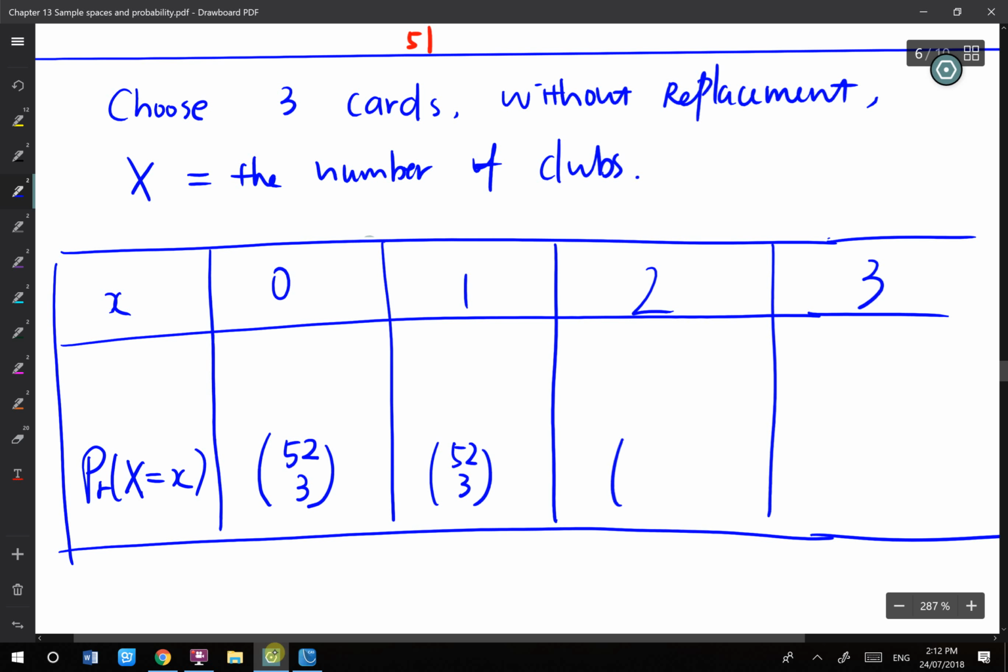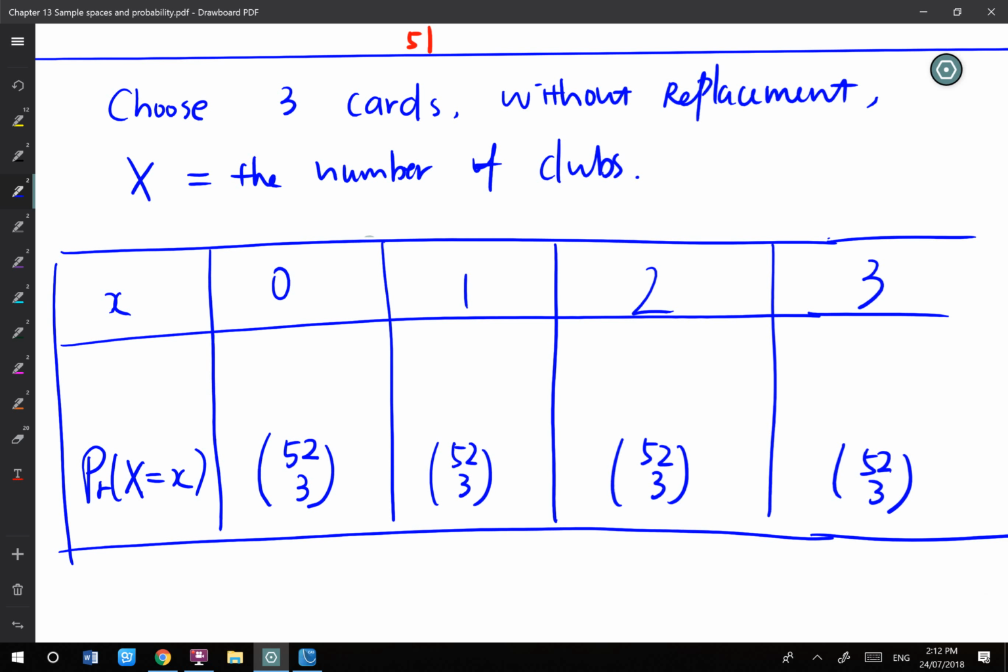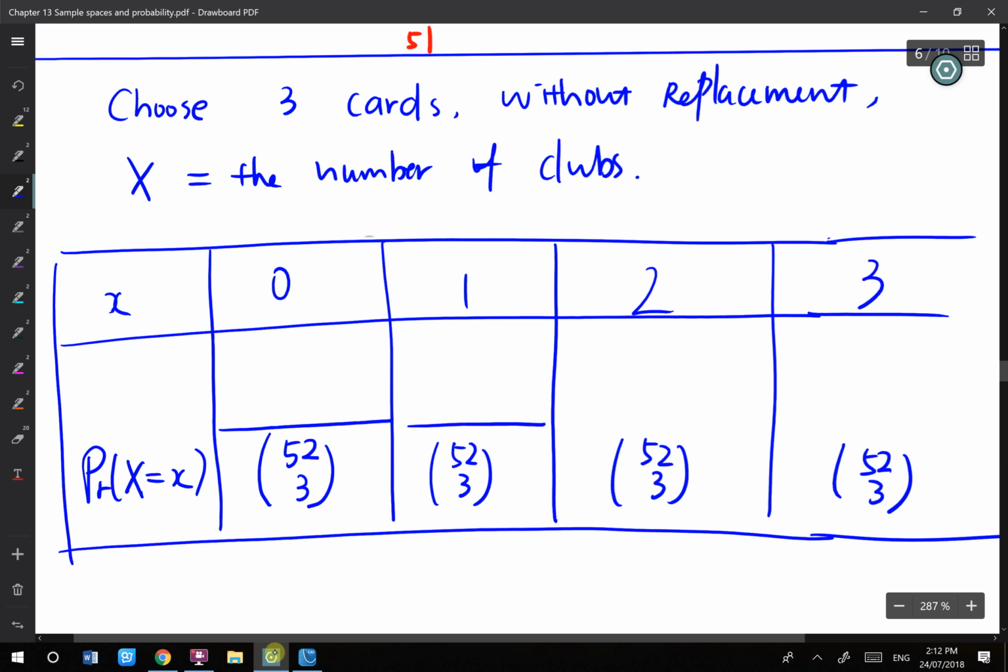Well, that's with no restriction at all. I just pick any 3 cards. What's the total number of ways I can have it? What should my numerator be?